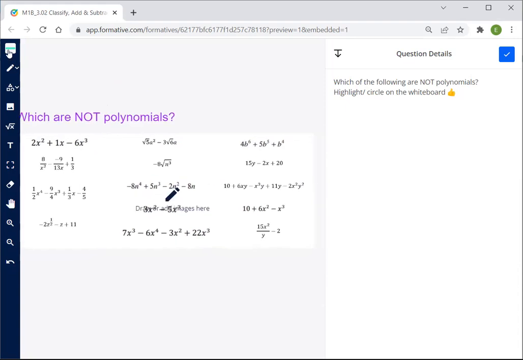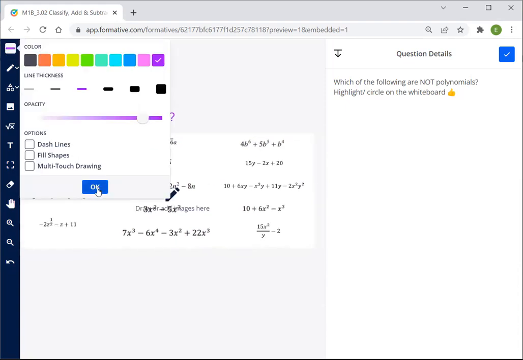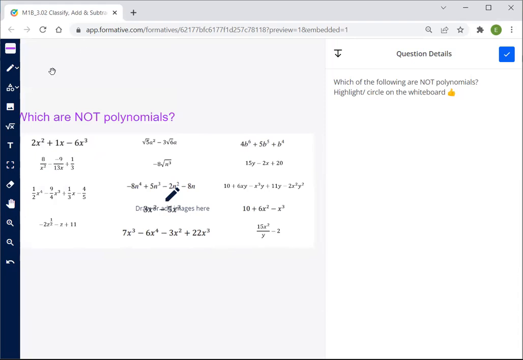So if we look right off the bat here, we can see the second one down is not a polynomial. Okay, you can't have x's in the denominator. Now, this one right here is a polynomial, okay, because none of those x's are in the denominator. Okay, all of those fractions are coefficients. So this one is a polynomial. Okay, the first one's a polynomial because there's no fractions. We also cannot have square roots. Okay, so that's not a polynomial.